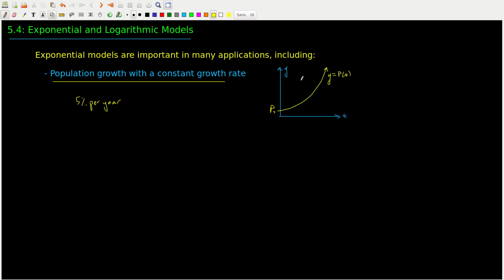And so this is an important application in biology to bacterial cultures and also to modeling of human and animal populations under some circumstances and for limited periods of time.